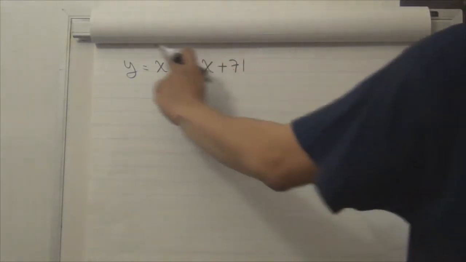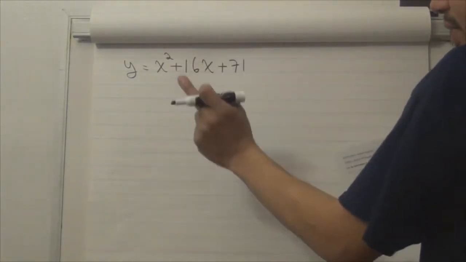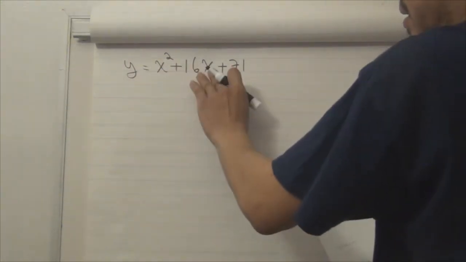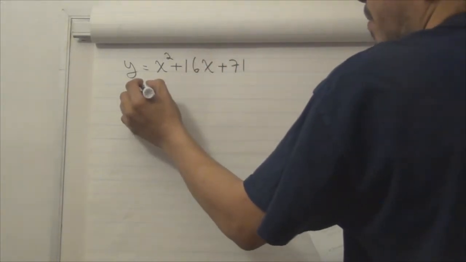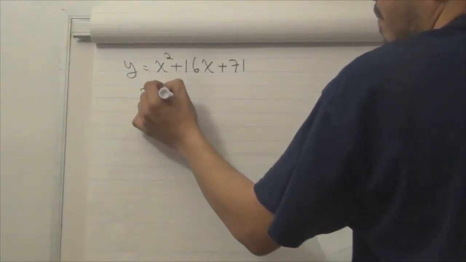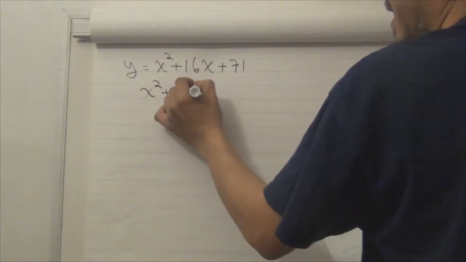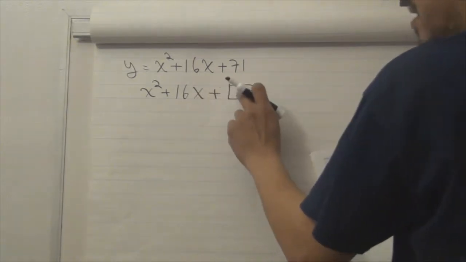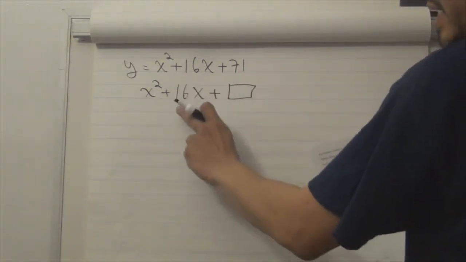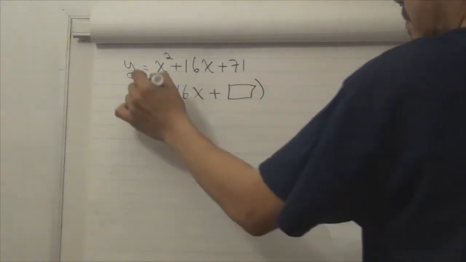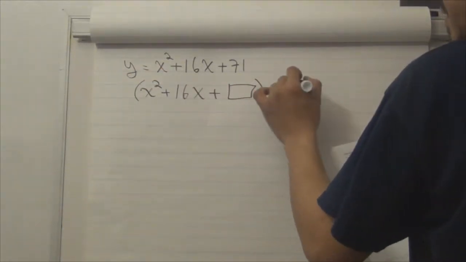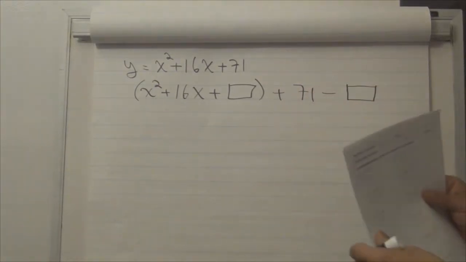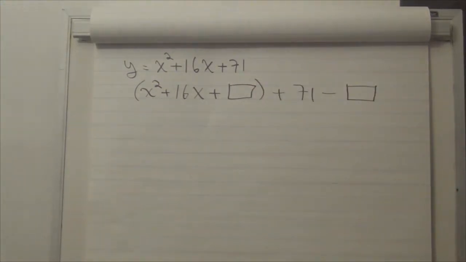Well, isolate the square and the linear term. So I'm going to forget about the y for a minute and concentrate on this. I'm going to separate them, so I'm going to have x squared plus 16x, and then I'm going to put a box here. The box is for when I take half of this and square it. Plus 71 minus the box. Plus the box, minus the box, no harm done.